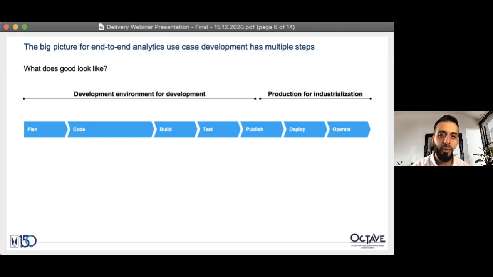So we start all the way at the beginning. When we talk about planning and coding, what are the tools that we use to collaborate as cross-functional teams? How do we write clean code? What are the kind of coding practices that need to happen? And how do we track our experiments, our models, even the hyperparameters?